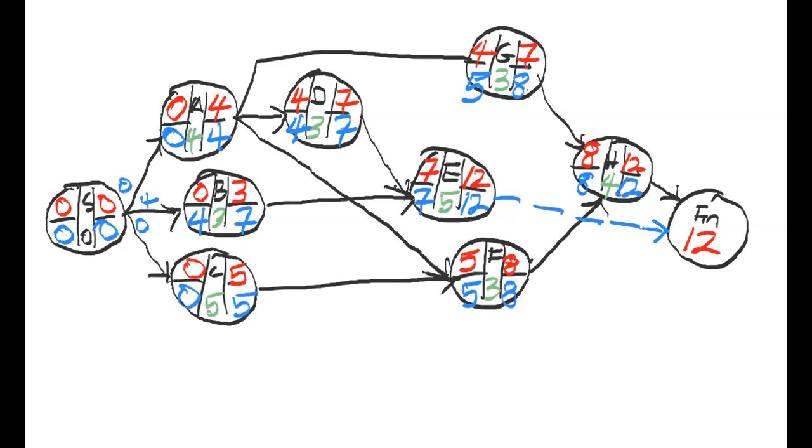All right. So now we calculate our slack time. So the slack time for A, that would be 0, because 4 minus 4 or 0 minus 0. For B, it's 7 minus 3 or 4 minus 0. So either way, it's 4. For C is the blue 5 minus the red 5 or the blue 0 minus the red 0. So that's 0. For D, it's the blue 7 minus the red 7 or the blue 4 minus the red 4. So that's 0. And so calculating for the others, it's 1, 0, 0, 0.